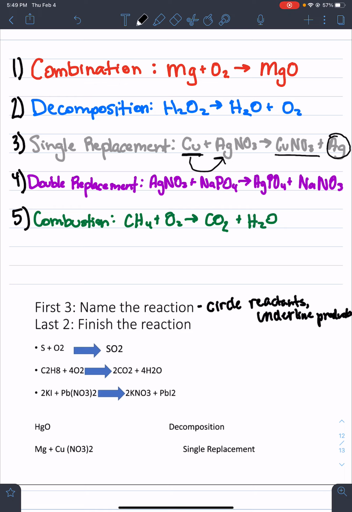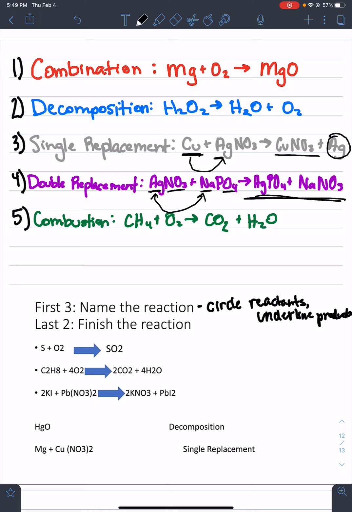Now the next one is a double replacement. So it looks a little bit similar, except you don't have a single thing anymore. Now you have 2 things together and then another 2 things together, and they're going to swap partners. So you're going to see Ag and Na just switch partners for double replacement, and then this will be your outcome, where they have both replaced their partners and have new partners.